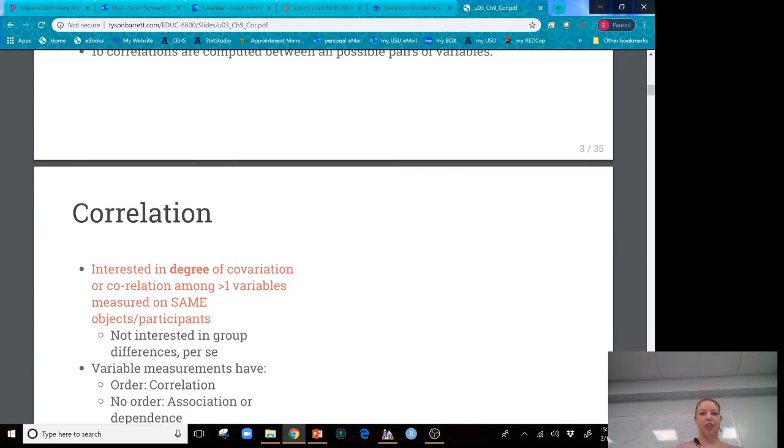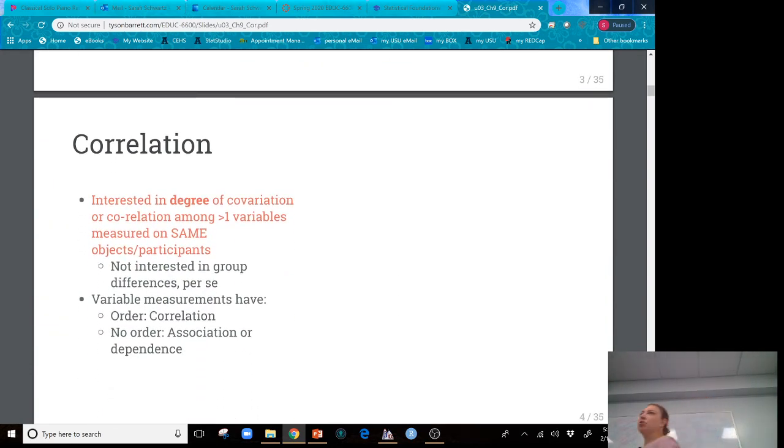Yeah. Okay, so correlation. This is when we're interested in the degree or how much two things are associated or co-relate. Now, it's important that those measurements have to be on the same unit, same person, same animal, same school, whatever it is we're studying. We're not looking at group differences. We just want to know, are they associated?